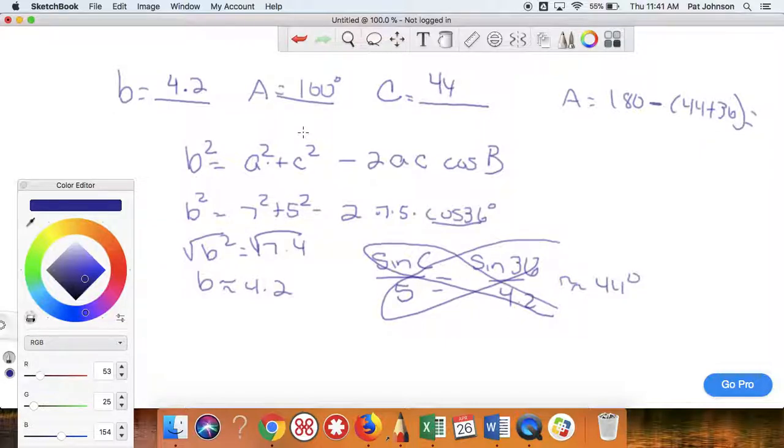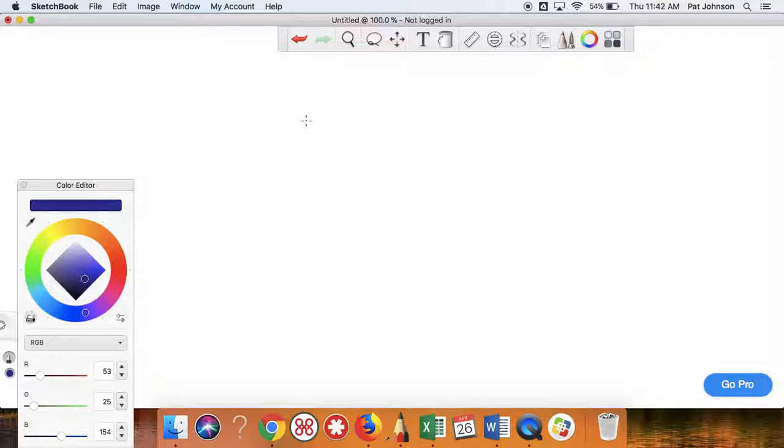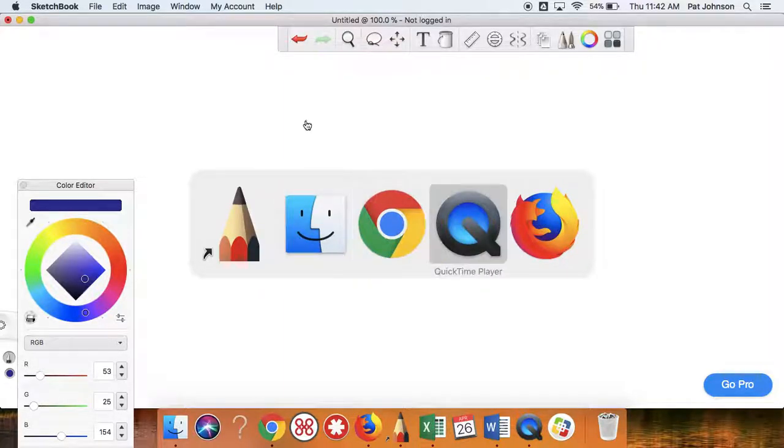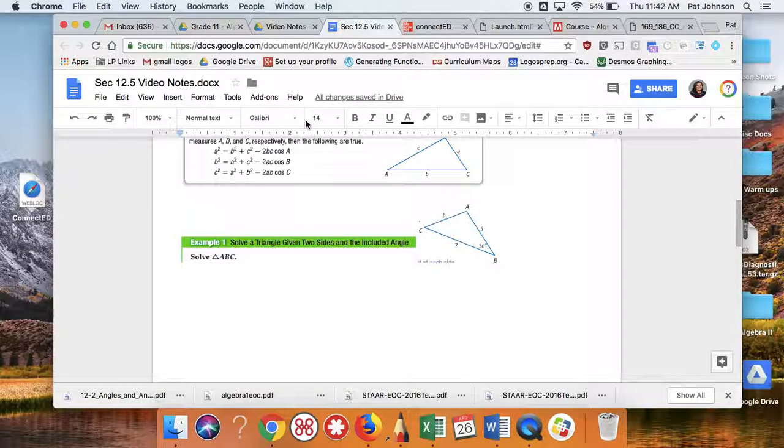We started off with the law of cosines to find the side, and then we used the law of sines to find the angle because that's a much easier formula. It's a lot simpler. Not that we couldn't have used the law of cosines. We could have, but it would have been a little bit longer. Now let's look at example 2. It says solve a triangle when given 3 sides. So let's find where we're at here.